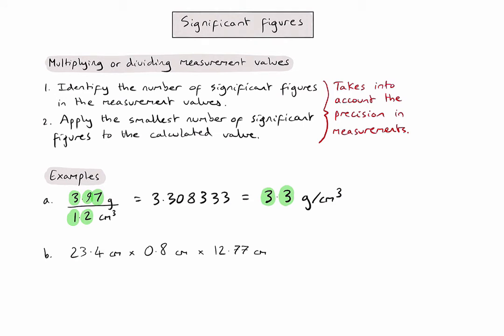For example B, if I do this calculation in a calculator, I get an answer something like 239.054 something something something. So again, in this case, because I'm doing a multiplication calculation, I need to identify the number of significant figures in my values used and then apply the smallest of those numbers to the answer. So in the first value, I've got 3 significant figures. In the second value, I've got just 1 significant figure. And in the third value, I've got 4 significant figures. Now the smallest number of significant figures there is the middle value, which has just 1 significant figure. So I need to write my final answer to 1 significant figure as well.